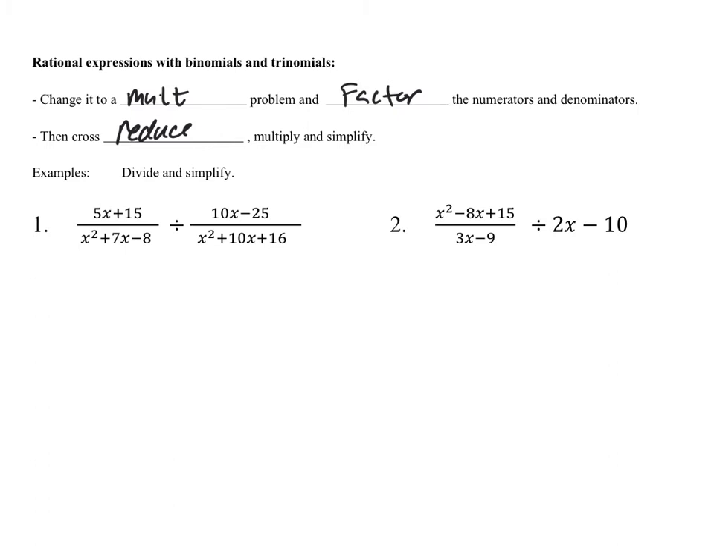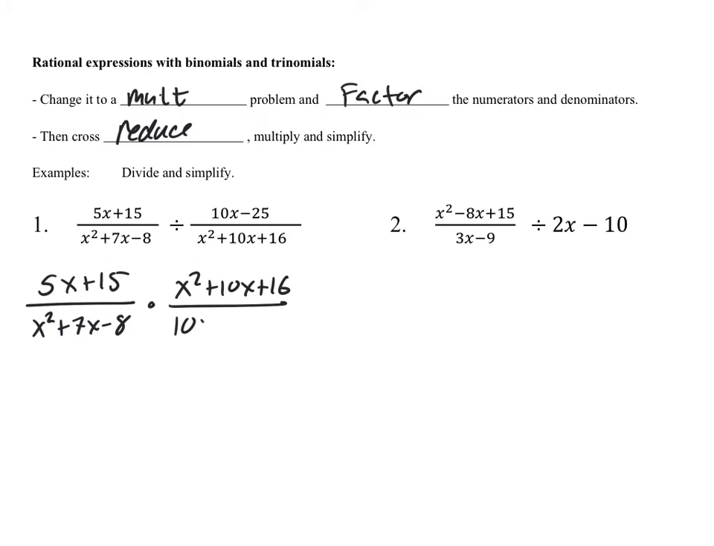All right, so I'm going to rewrite this first as a multiplication problem. 5x plus 15 divided by x squared plus 7x minus 8 times, take the reciprocal. X squared plus 10x plus 16 is now your numerator. 10x minus 25 is now your denominator. And then we just need to very carefully factor all of these polynomials. So this first one here in the numerator of the first fraction, we just need to factor out a GCF of 5. So we'll have 5 times x plus 3.